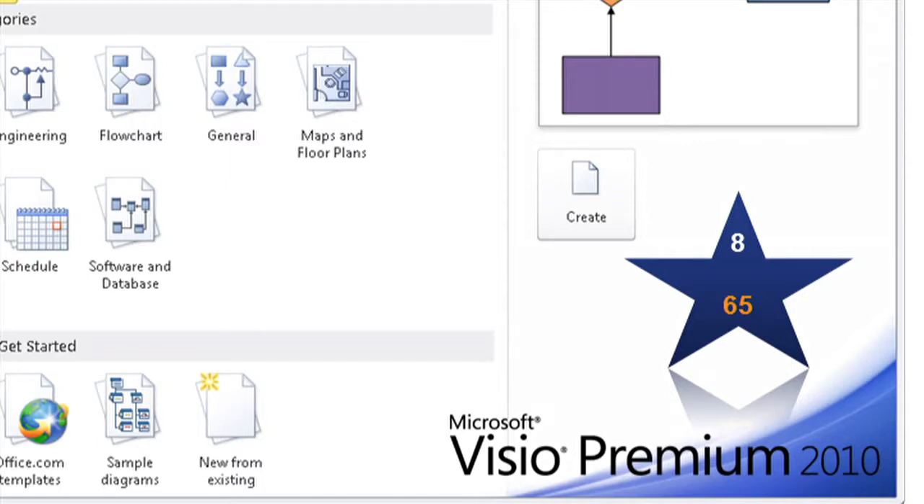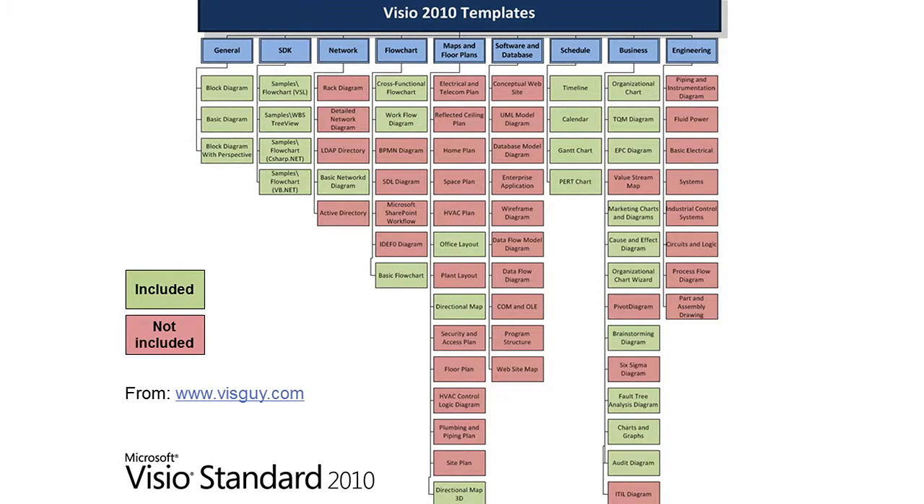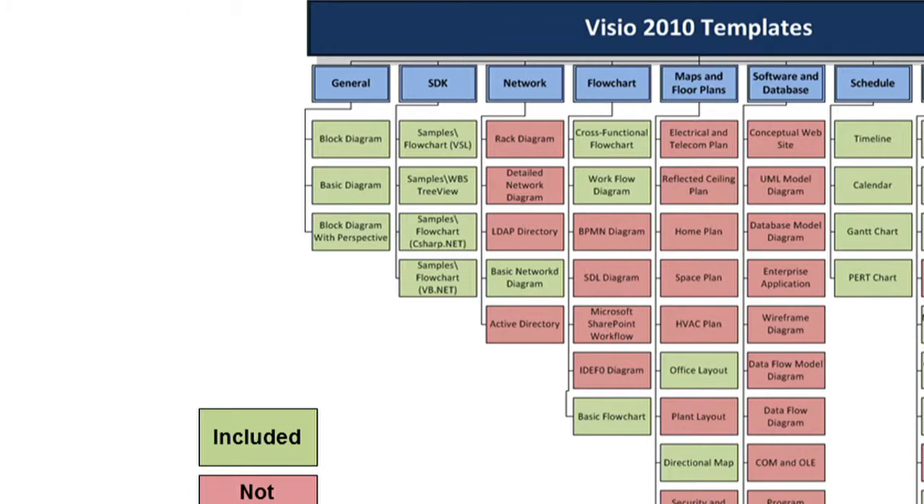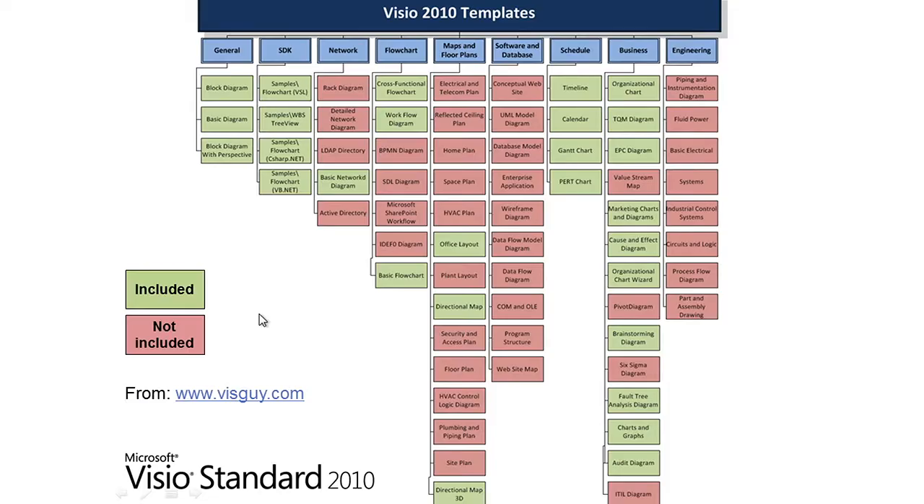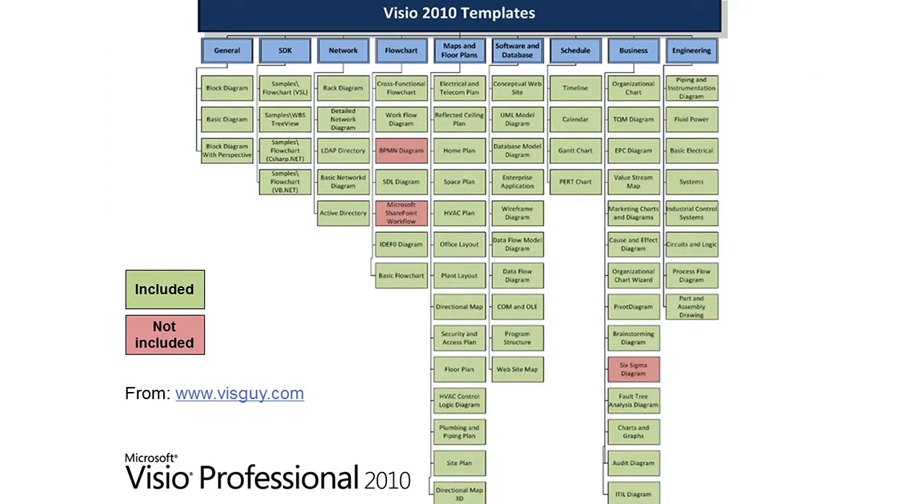Now, just to show you the same idea, but expressed visually, I've borrowed some graphics from Chris Roth, who's the proprietor of the visguy.com website, an excellent resource for all things Visio. Across the top of the page, you'll see blue boxes that represent the 8 template categories. And then the boxes below them, in green, represent the templates that are included with a particular edition of Visio. The red indicates templates that are excluded. Now, I don't expect that you can actually read the words on each of these boxes. That's not important. I just want to give you a visual idea about what Visio Standard looks like, Visio Professional, and finally, what's included with Premium? Everything, of course.